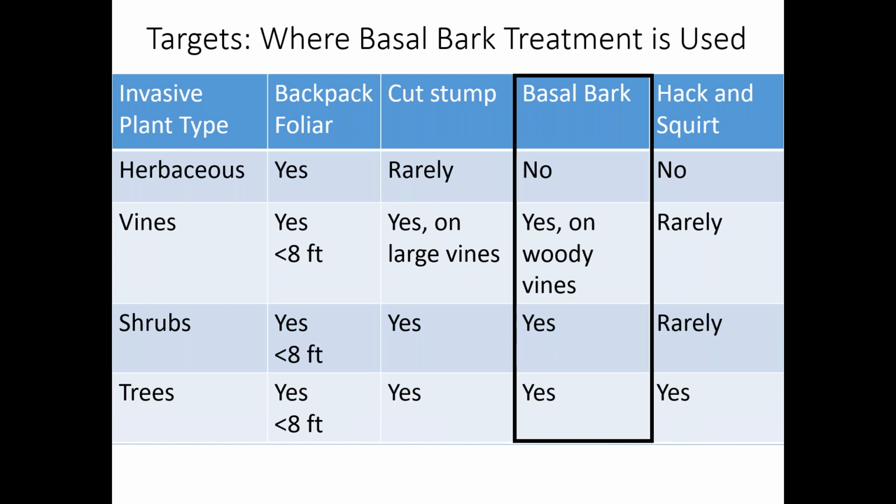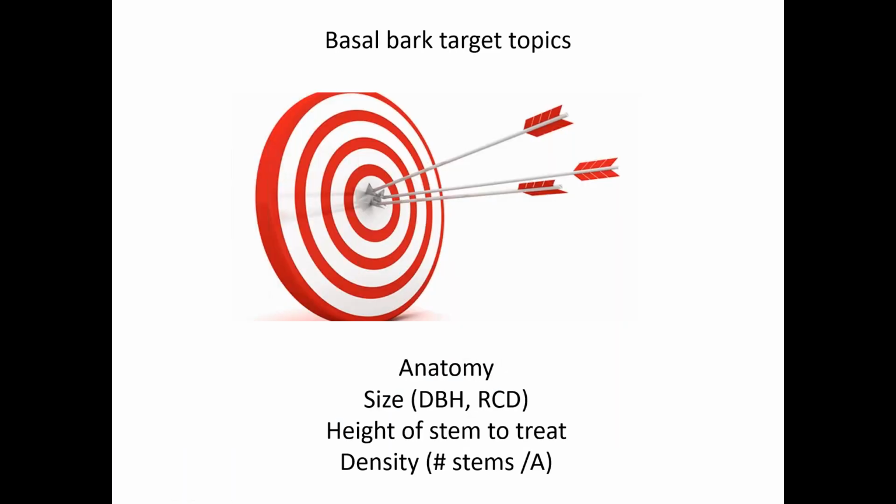That is an extremely high concentration of herbicide you're using, and don't do it. It's not approved. We can use basal bark on woody vines in some cases, and we definitely use it on shrubs and trees. So the bottom line here is species that are woody is where we are utilizing basal bark type treatments. When you think about targets, there's a whole lot to break down here. We're going to talk some tree anatomy. We're going to talk size of individuals, with some discussion on diameter at breast height concepts and root collar diameter.